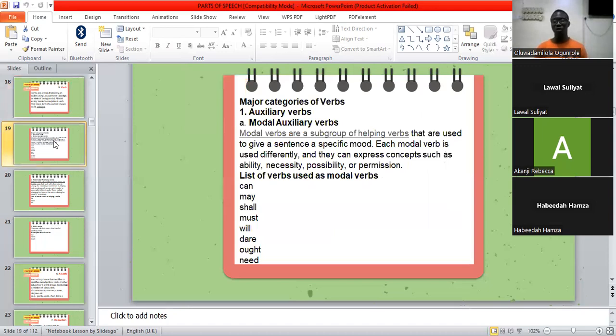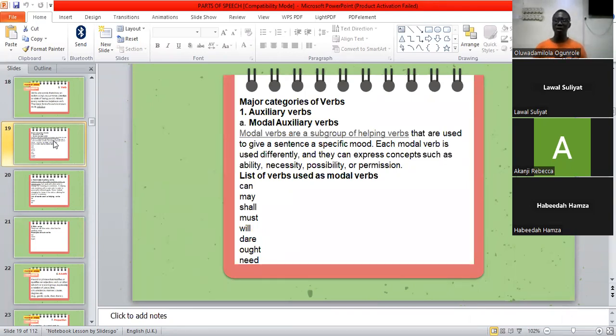Moving up from there, we can see the major categories of verbs. There are some other schools of thought that believe we don't have these categories, but for us to have a better understanding of how we use verbs in the English language, I would prefer to say that we have two major categories. We have the auxiliary verbs and the lexical verbs. But now we're going to discuss the auxiliary verbs. The auxiliary verbs are divided into two.